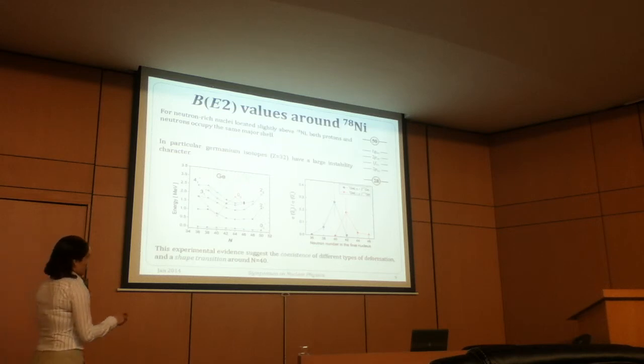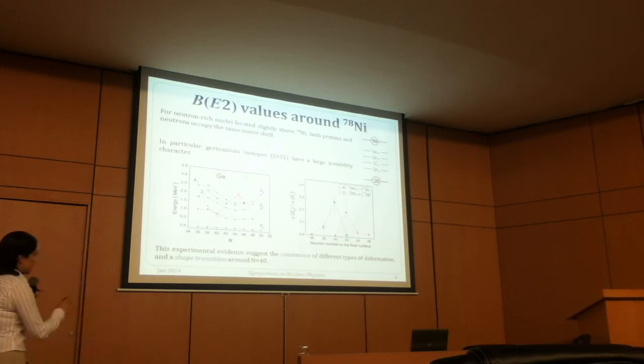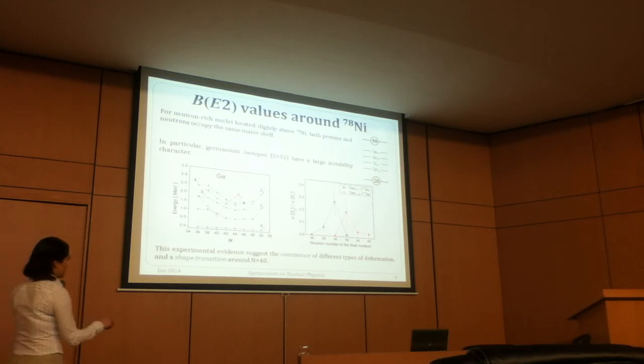Using both the measurement of quadrupole moments and transfer reactions, one can conclude that for these germanium isotopes, we have the coexistence of two different deformations in the nuclei and a possible shape transition around N=40.